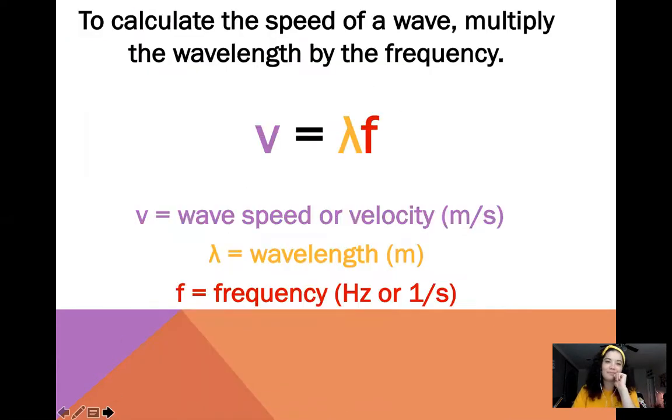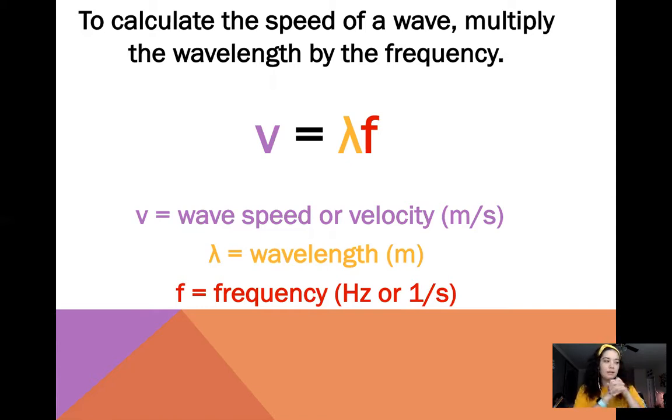Remember, if we are calculating the speed of a wave, we multiply the wavelength by the frequency. So V equals lambda times F. V is the velocity, lambda is the wavelength, F is the frequency. If we are talking about a sound wave, what's its velocity? 343 meters per second. Excellent.